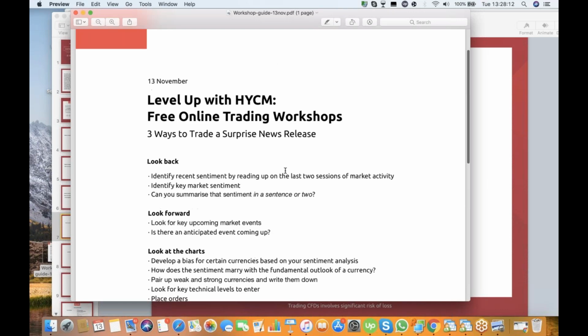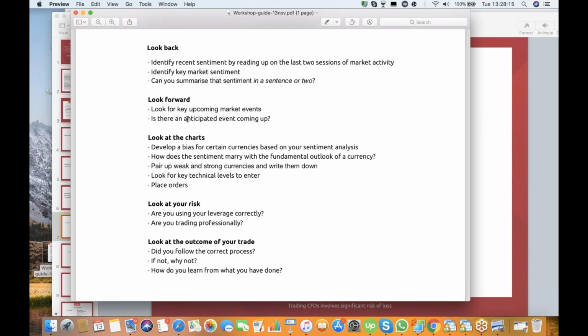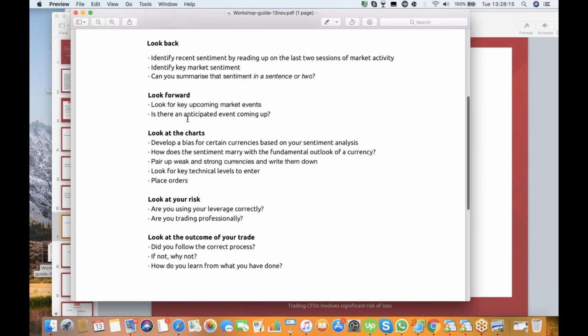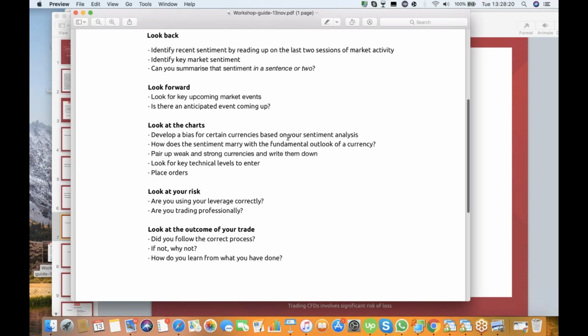And we've already looked back, we've looked forward, and now we're looking at the charts. Okay, we've developed a bias for certain currencies based on your sentiment analysis. So you could print this out and then you could write next to it the pairs that you're looking to trade. How does the sentiment marry the fundamental outlook of a currency?